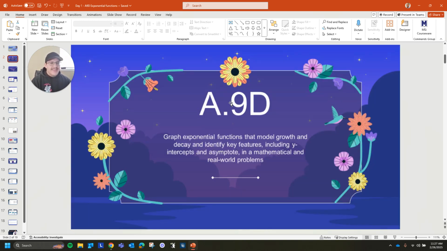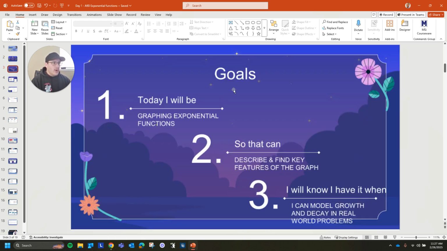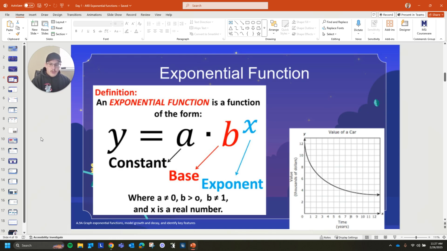So the specific TEKS, the Algebra TEKS that we're looking at for this lesson is A.9D: graph exponential functions that model growth and decay and identify key features, including y-intercepts and asymptote, in mathematical and real-world problems. So our goals for today: today I will be graphing exponential functions so that I can, as in you the student, describe and find key features of the graph, and I will know I have it when I can model growth and decay in real-world problems.